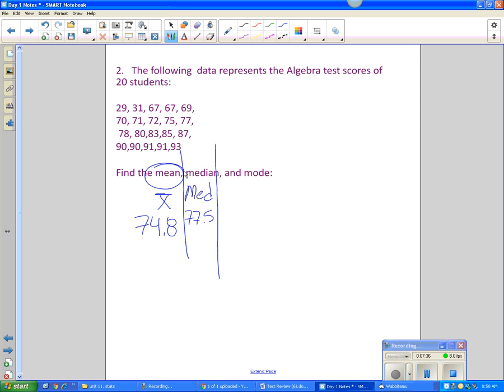Twice, but there's a bunch of numbers that occurs twice. What's one number that occurs twice? 91. What else occurs twice? And so it can have more than one mode. All of those numbers appear twice. Any questions on that one?